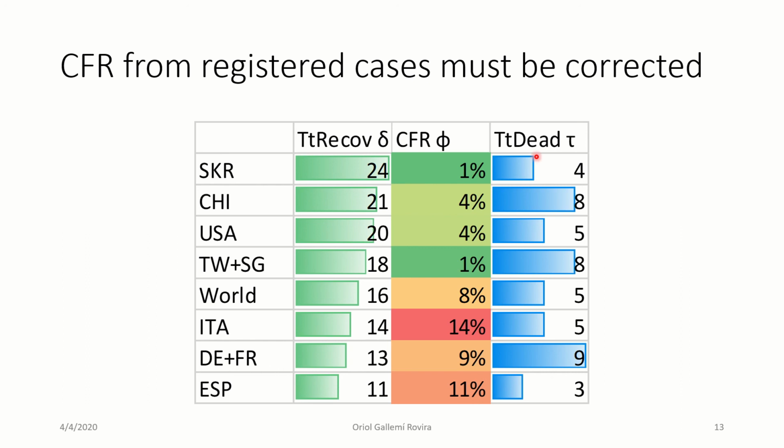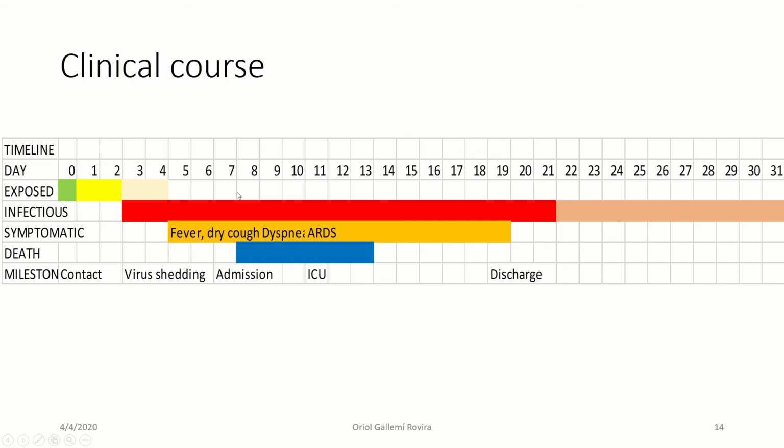So, the time to die is about 7 days roughly. Once people come to the hospital, for the ones who are on course to die, the average time will be about 7 days, almost everywhere. So this is the clinical course.